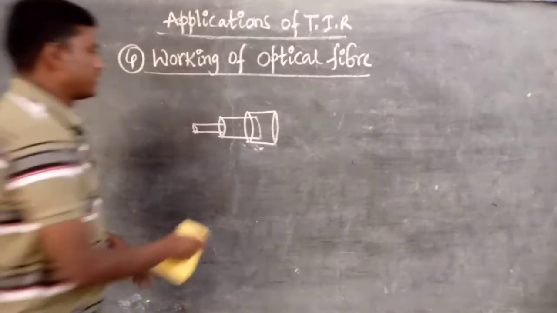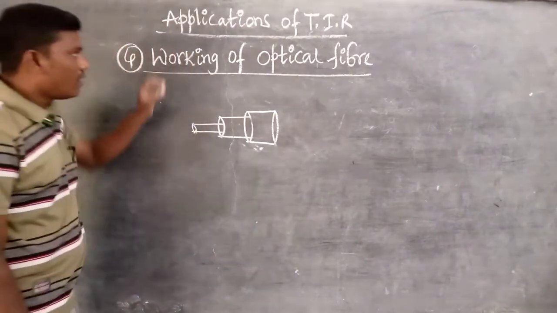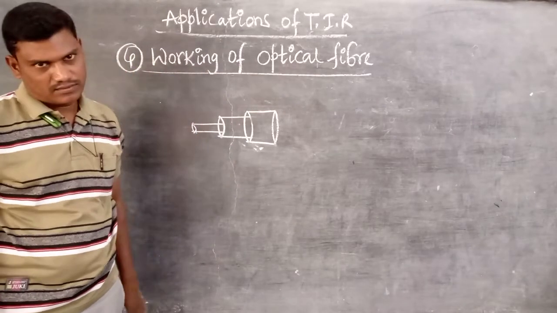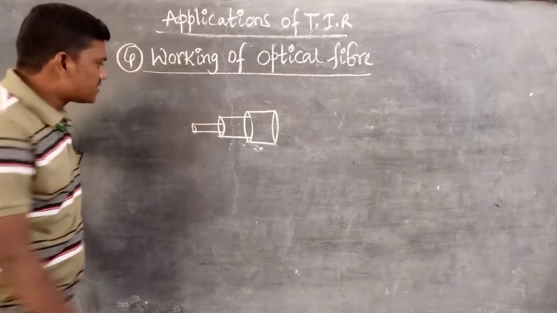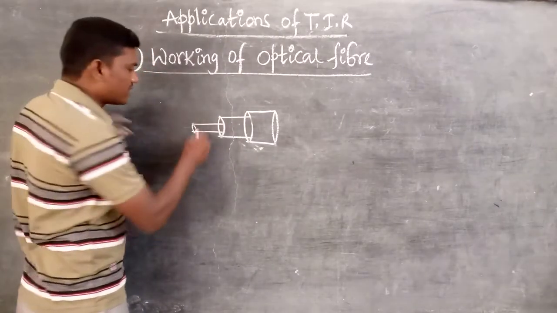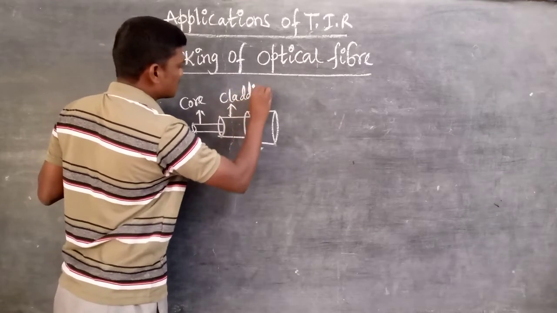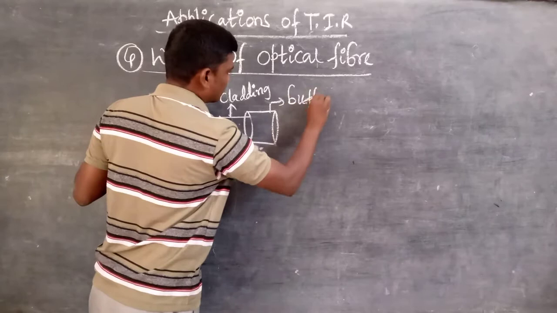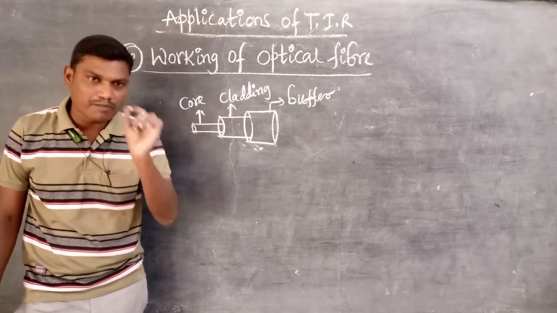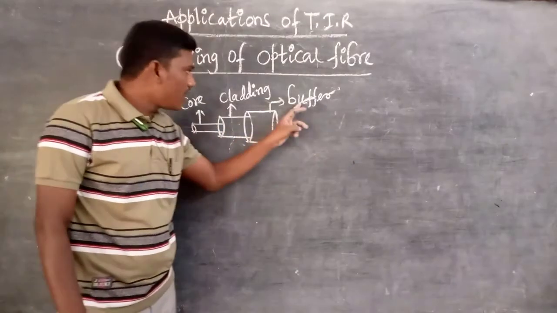So like this one, you are observing that here, generally an optical fiber is made up of either plastic or glass. This is just a brief structure of an optical fiber. In an optical fiber, mainly 3 parts are there: one is the core, cladding, and buffer. Generally, optical fiber is made up of plastic or glass. It has mainly three parts: core, cladding, and buffer.